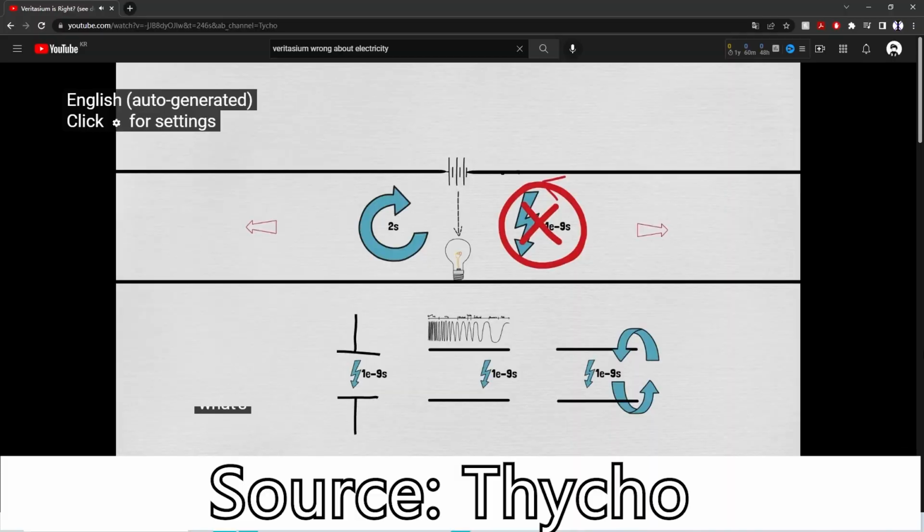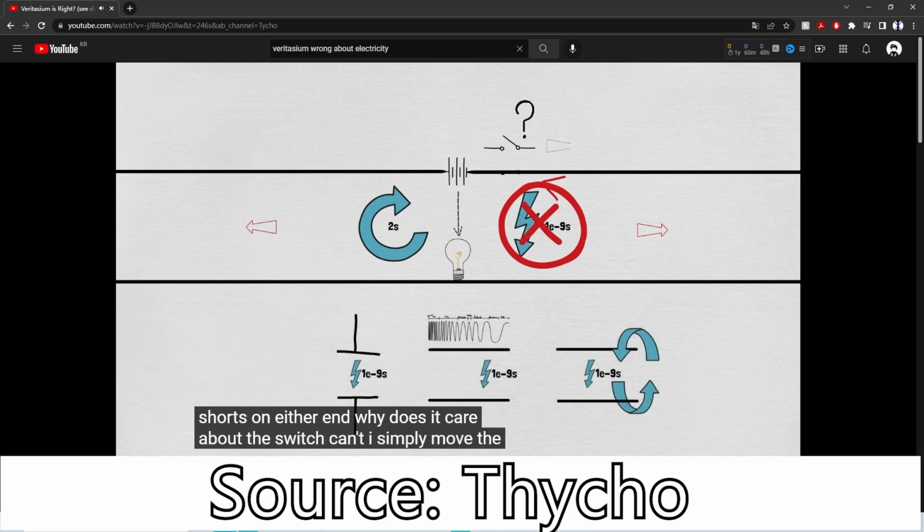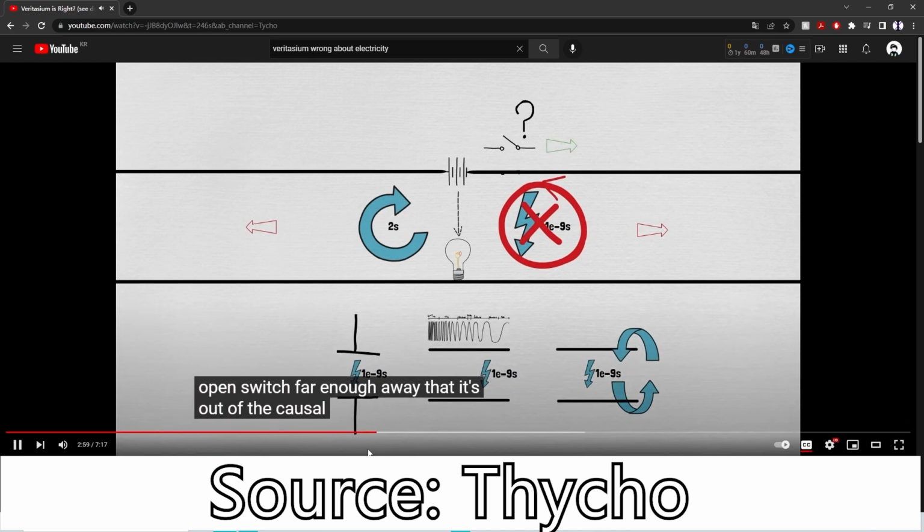If that's the case, what's the function of the switch here? If the bulb doesn't care about the shorts on either end, why does it care about the switch? Can't I simply move the open switch far enough away that it's out of the causal bubble?